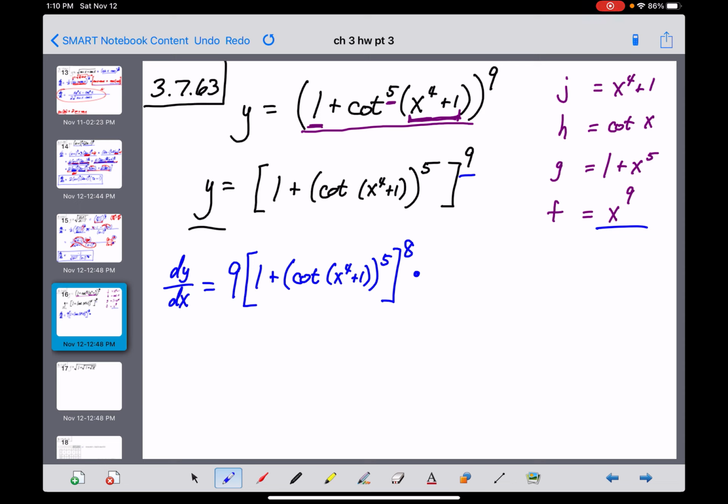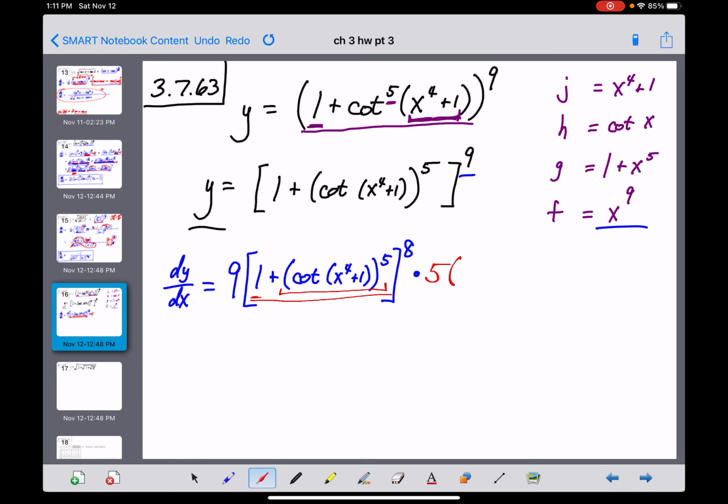So now, what we need to focus on next is what's inside the brackets, the base of that 9th power, which is everything that I've just underlined in red. We now need to take the derivative of 1 plus cotangent of x to the fourth plus 1 to the 5th power. All right, let's get working on that. Well, the derivative of that 1 is 0. We can ignore that. Now we need the derivative of this. Well, what's going on? It is something, cotangent of an angle, to the 5th power. So its derivative is going to use the power rule as well.